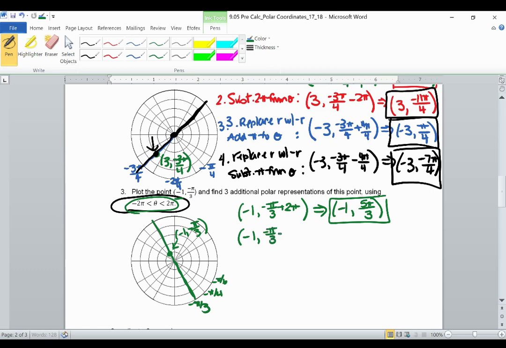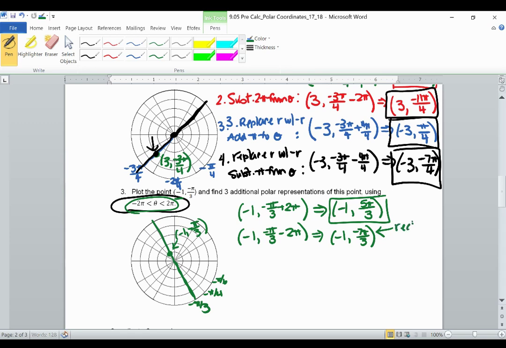Okay, for the next one, keep -1, take our angle. This time, let's subtract 2 pi from this angle. So instead of adding 2 pi to it, we're going to subtract. This is -6 pi over 3. So -6 minus 1 is -7 pi over 3. Now here, we end up with a number bigger than 6, and it's -7 pi over 3, so that's going to be less than -2 pi.